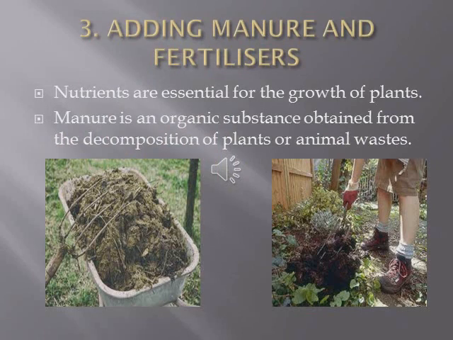Let's see about the third method, adding manure and fertilizer. What is manure and fertilizer? The substances which are added to the soil in the form of nutrients to enhance the growth of plants are called manure and fertilizer. Manure is an organic substance obtained from the decomposition of plants or animal wastes. The decomposed matter is used as organic manure.